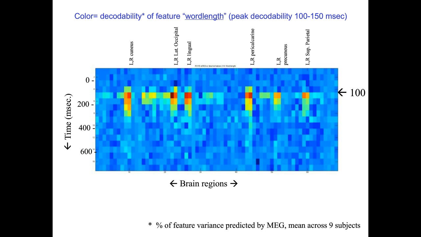Furthermore, you see that our ability to decode from that neural activity the word length persists for about 100 or 150 milliseconds, then it goes away. By the time we get to 400 milliseconds, when you understand the word, we can no longer decode from the neural activity what the word length was. The brain forgets it by the time it understands the word.